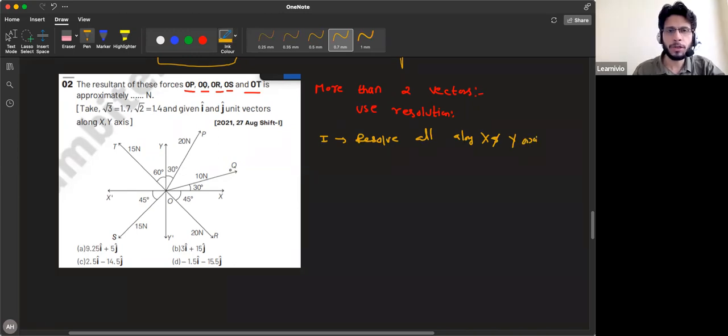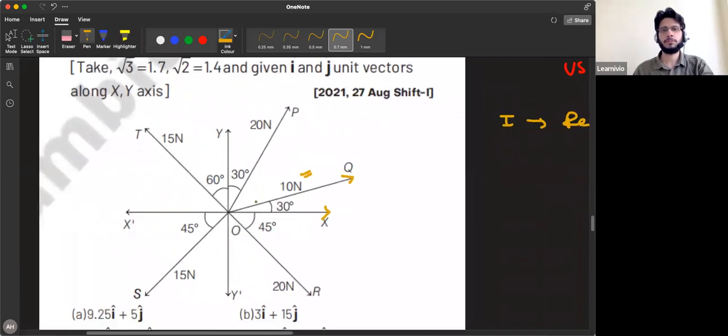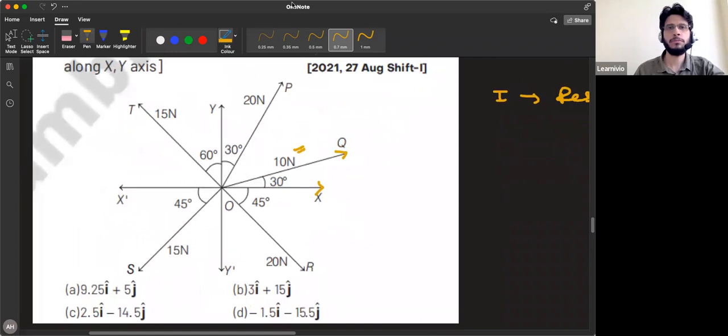So Hamza, what will be the component of vector q along x axis? This 10 Newton vector along x-axis? Component of 10 Newton along x-axis, I'm asking. Sir, AX is equal to A cos theta. Yeah, so that's 10 Newton. This angle is 30 degrees. So that will be 10 cos 30. Yeah? We take a component here.